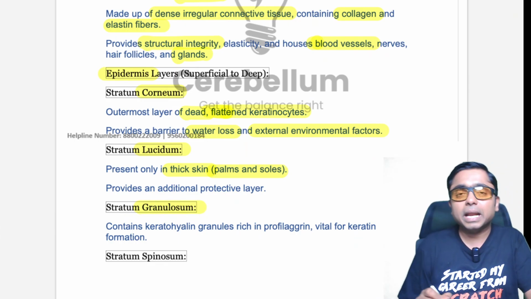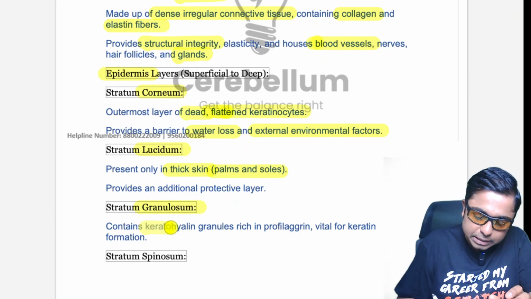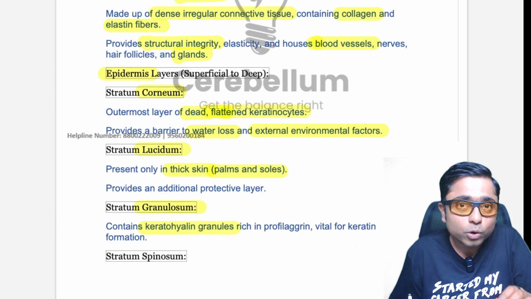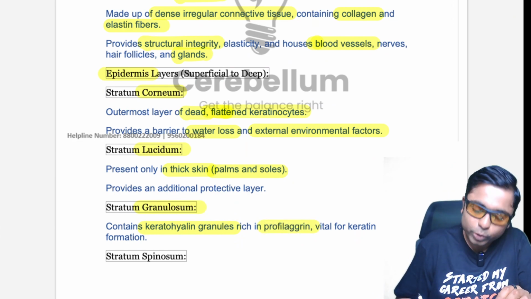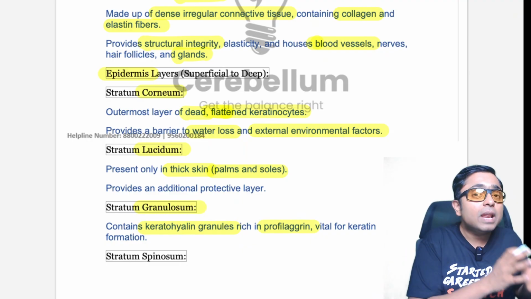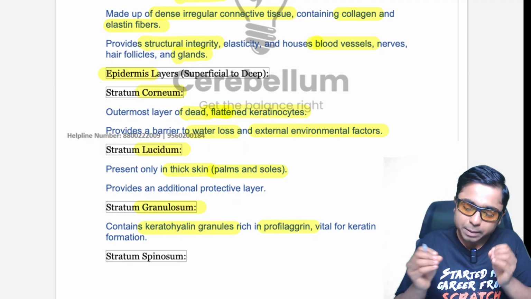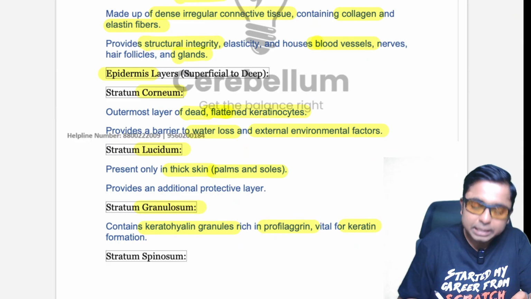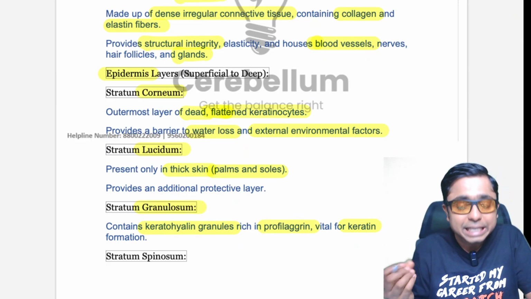Next layer is stratum granulosum. Remember, it consists of granules which are called keratohyalin granules, which will produce profilaggrin, which is basically the precursor for filaggrin, a filament aggregating protein, which is vital for the formation of the protein called keratin.